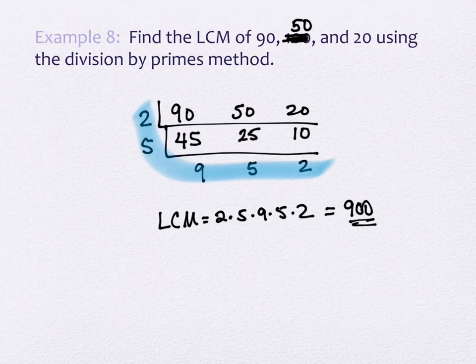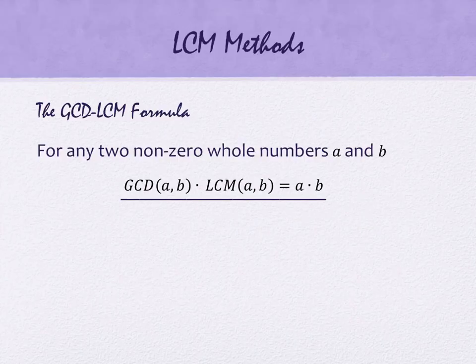Okay, there's one more strategy. It's not exactly a strategy, but it's a relationship, like an equation relationship, that exists between greatest common divisors and least common multiples. They are not independent of one another. They coincide in a specific way. So this is the GCD LCM formula. It says the following: for any 2 non-zero whole numbers A and B, the greatest common divisor of A and B, that's what the GCD parenthesis AB means, times the least common multiple of A and B is going to equal A times B.